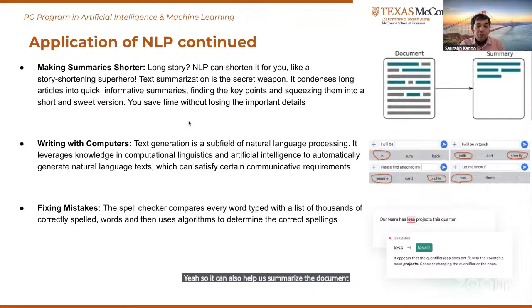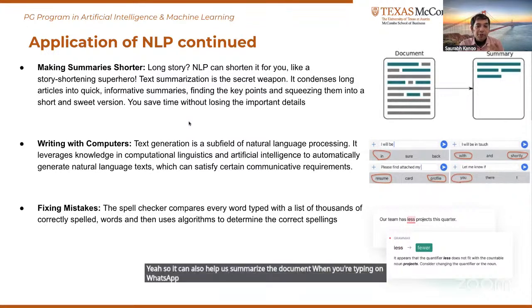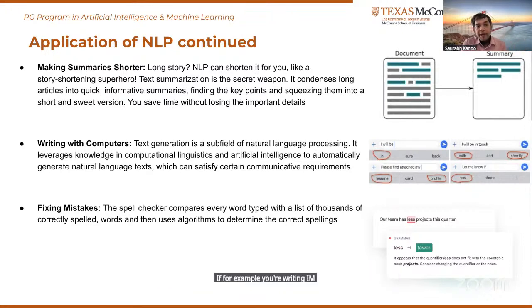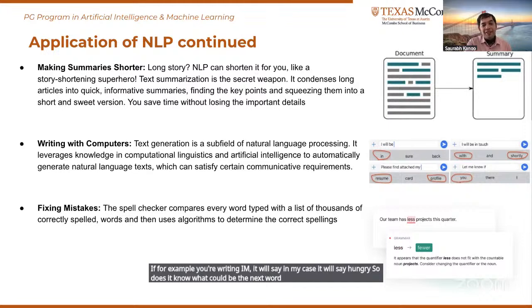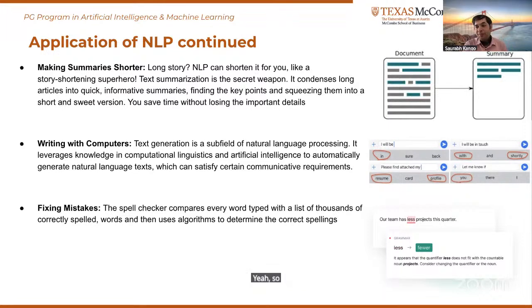When you're typing on WhatsApp, the words that you frequently use, does it recommend your next word? If, for example, you're writing "I am", in my case it will say "hungry". So does it know what could be the next word? Can it predict what will be the next word that you want to type out? Yeah, so that is again something we can do.